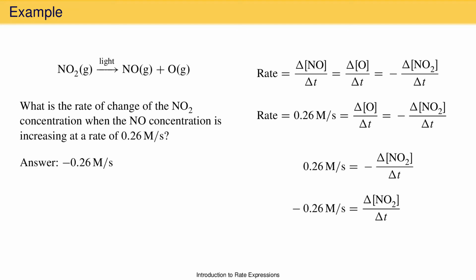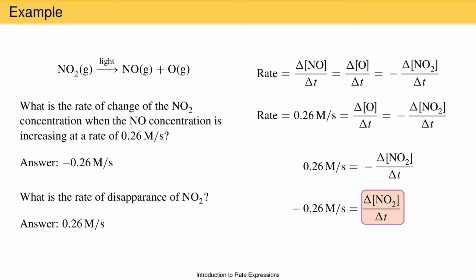There's a related question we could ask and answer. What is the rate of disappearance of NO2 under these same conditions? Using the word disappearance implies the negative because to disappear means to decrease. Therefore, the rate of disappearance of a reactant is always the negative of the rate of change of the reactant concentration. Thus, the rate of disappearance of NO2 is positive 0.26 molar per second. Mathematically, the rate of change of the NO2 concentration is delta NO2 over delta T, and the rate of disappearance of NO2 is negative delta NO2 concentration divided by the change in time.